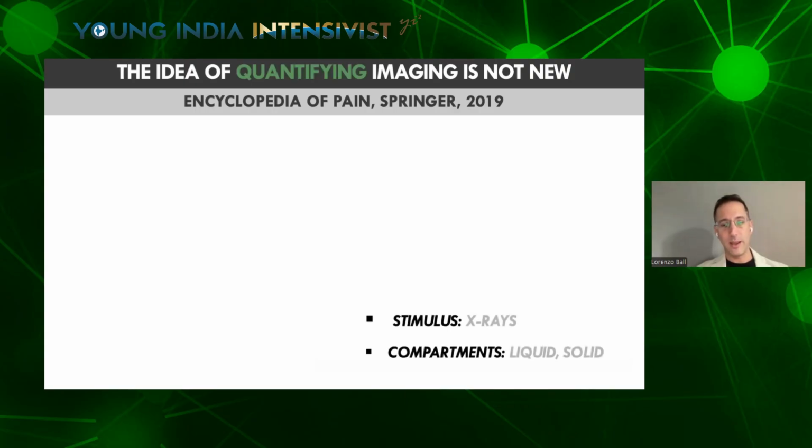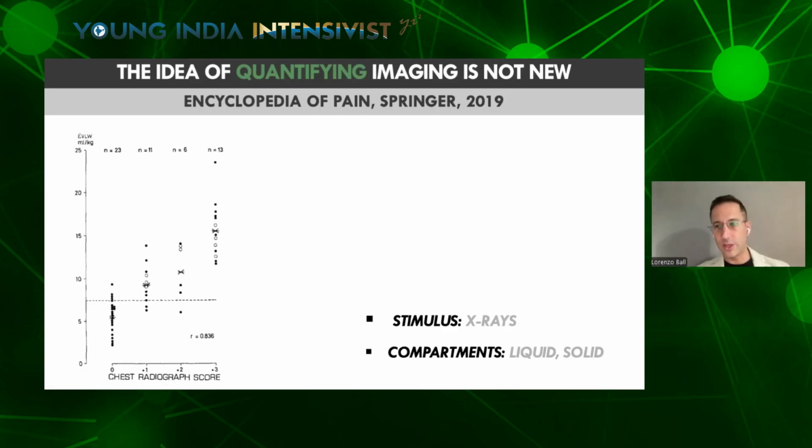This is a very old paper in which we are talking about chest X-ray. It's a paper from the 80s, from 1984. I was born in that year, and in that year they were already studying the correlation between a score of the chest radiography, quantifying the amount of chest X-ray quadrants that were involved by opacification at the chest X-ray, and the amount of extravascular lung water measured with the double indicator thermodilution technique.